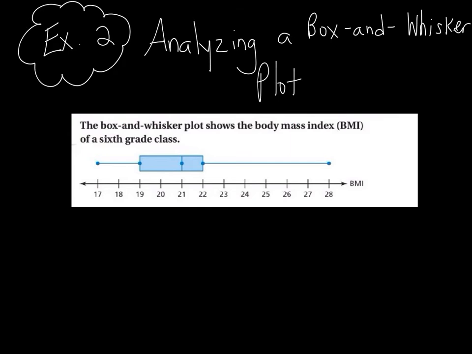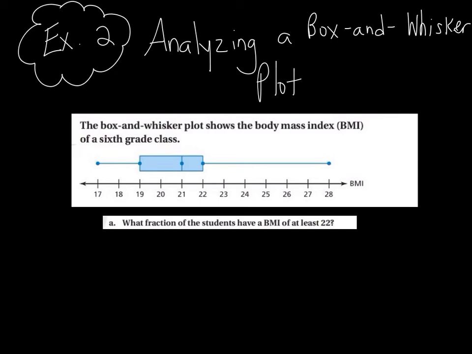For example 2, we're going to look at how to analyze and interpret a box and whisker plot. They give us a box and whisker plot that shows the body mass index, or BMI, of a 6th grade class. You might have heard this term, body mass index, in health class or at the doctor's office. They use it to compare a person's height and weight, to see how healthy they are, how much body fat they might have, and all those kinds of things. So these numbers are all representing the students in a 6th grade class and their body mass index.